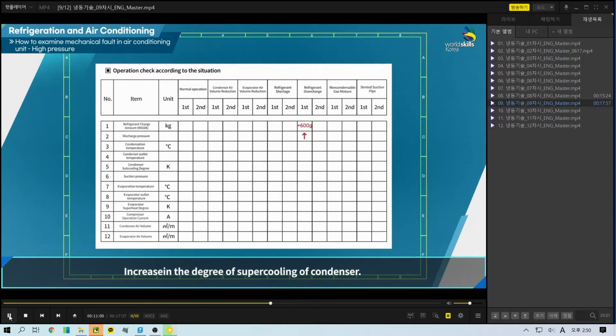Increase in discharge pressure. Increase in the degree of supercooling of condenser. Decrease in superheat of evaporator. Increase in compressor operating current. Normal air volume of the condenser.